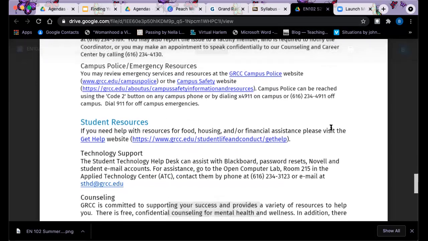If you have any need for campus police, you can contact them at 234-4911. I'm assuming though, since we're all online, you probably won't need campus police, but maybe you'll go on campus for something and there's some sort of an emergency, so you can contact them that way.